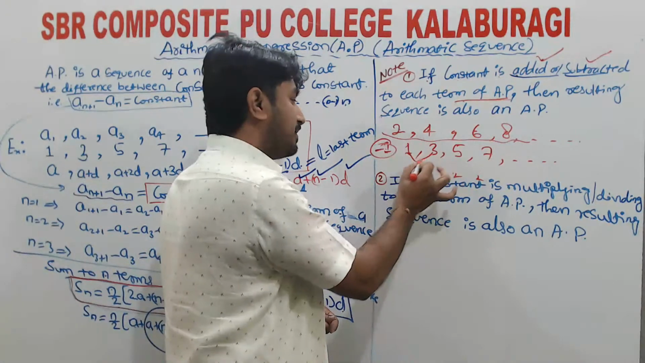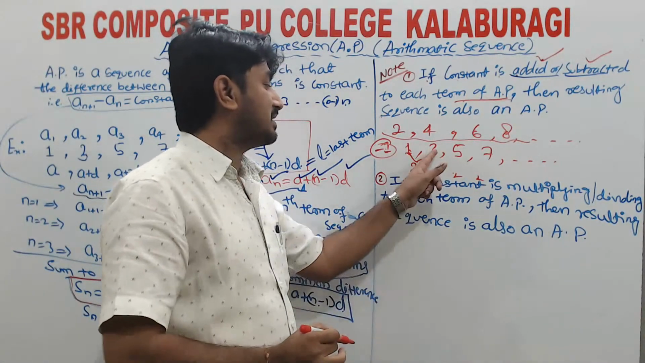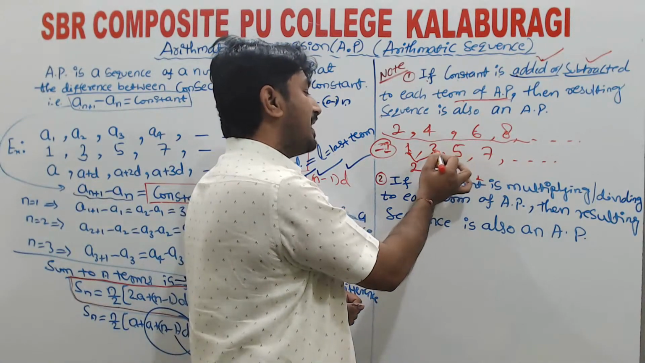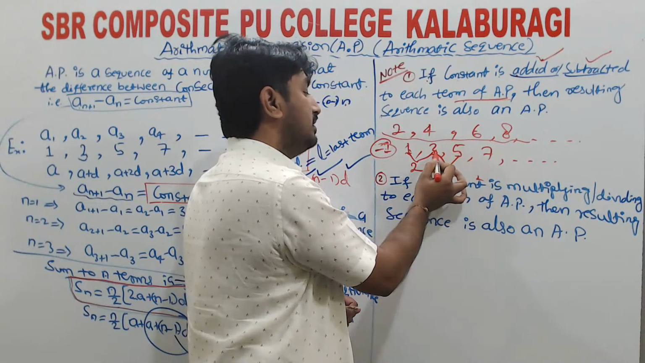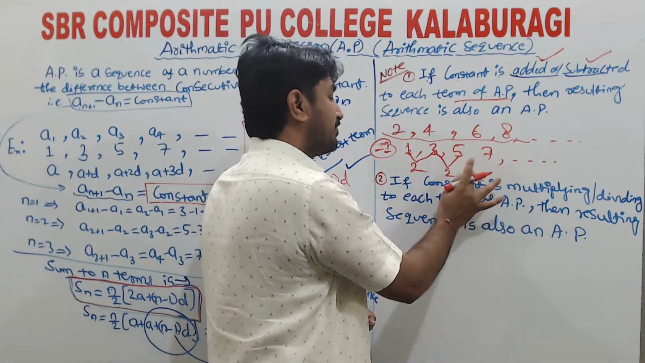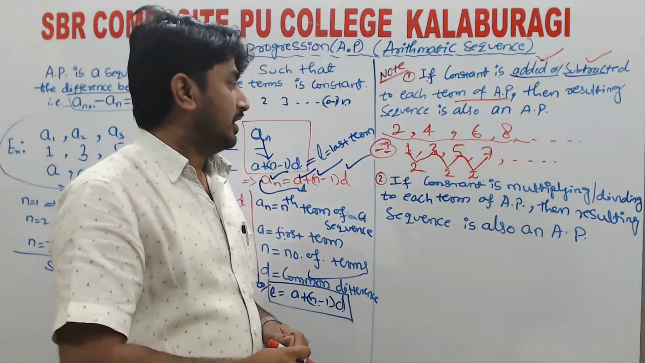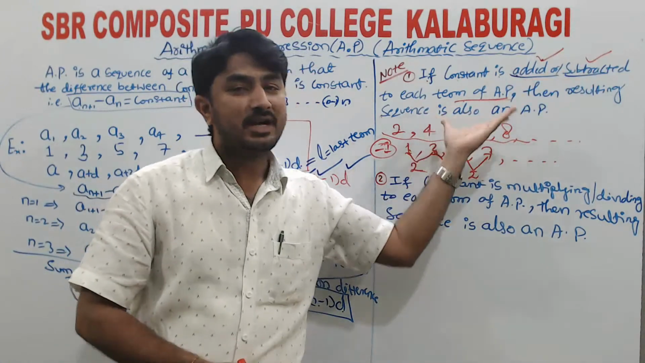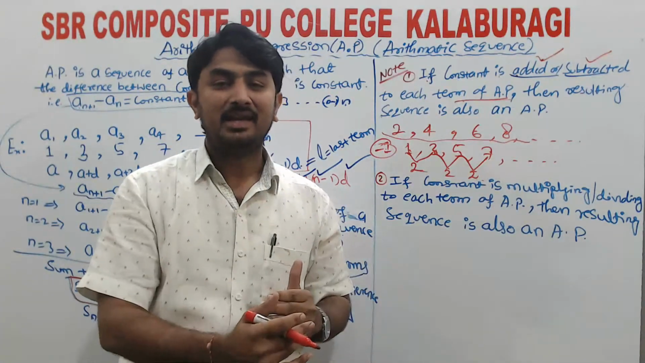Here the common difference between 1 and 3 is 2. It means 3 minus 1 is 2. The common difference between 5 and 3 is again 2. It means the common difference between these consecutive terms is 2. Again here 7 minus 5, the common difference is 2. It means if you add or subtract a constant to each term of an AP, the resulting sequence is again in AP form.